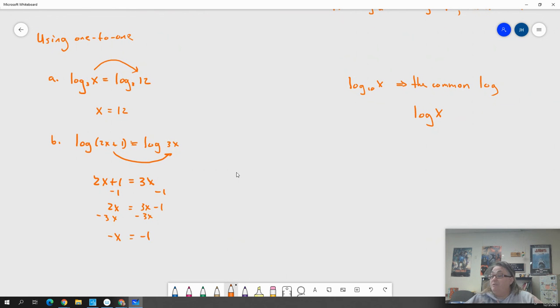Minus x equals minus 1. But when we multiply or divide each of these by -1, we just get x equals 1, right? It just changes the sign. So we can solve that x, right, by figuring that out. But we did it using 1-to-1. We know that these two things have to be equal because everything else is equal, right? So if the whole thing's going to maintain equality, those two unknowns have to equal the same thing.